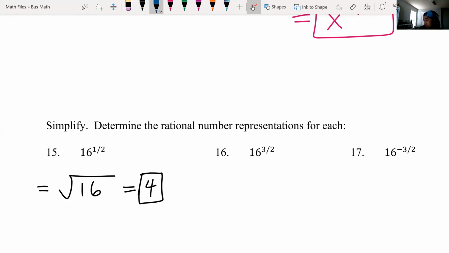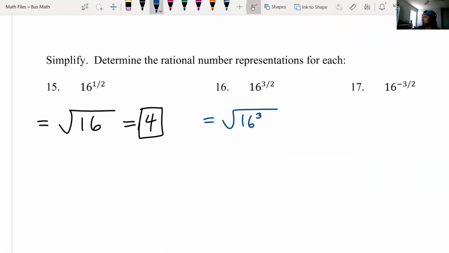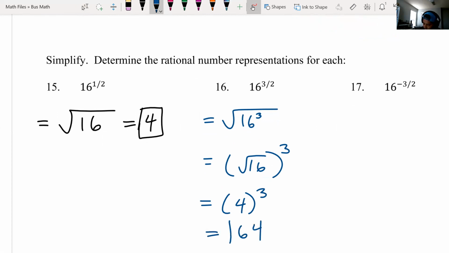16 to the 3/2. So rewriting this, you are going to get the square root of 16 cubed. Okay. Well, remember that we can also rewrite this as the square root of 16, cubed. And the square root of 16 is 4. And 4 cubed is 64.